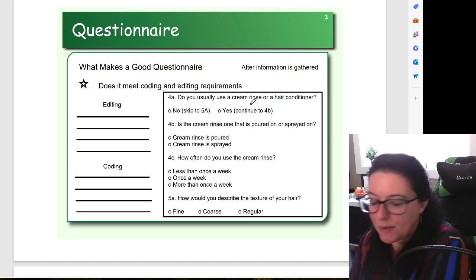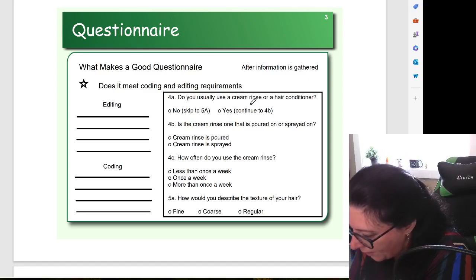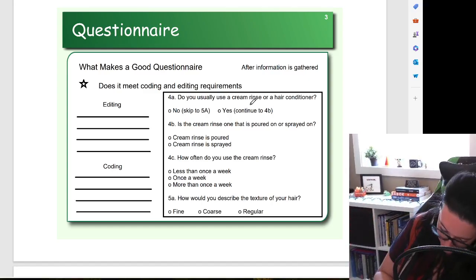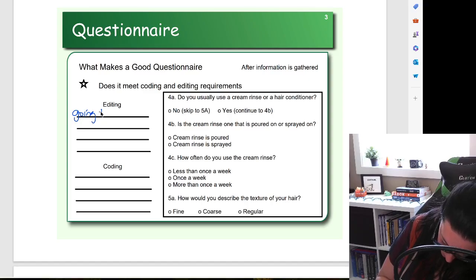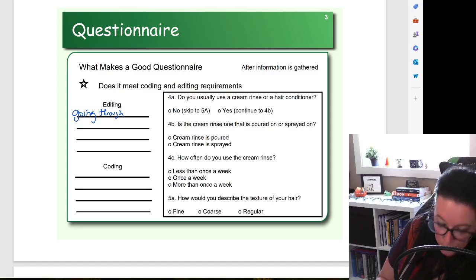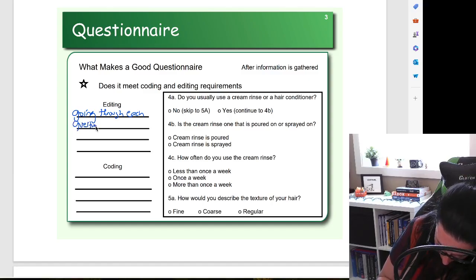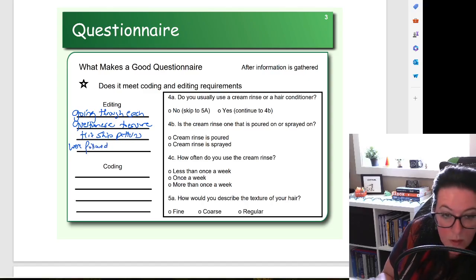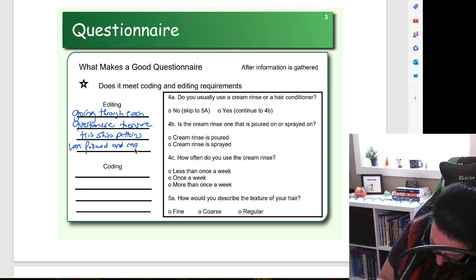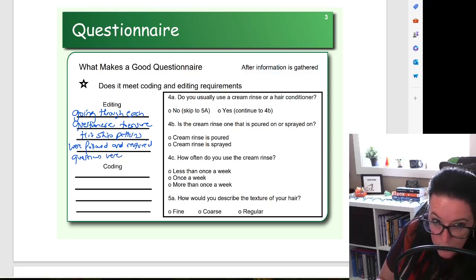So let's just define some things. Editing is where we go through each question or each questionnaire, so the whole survey, to ensure that skip patterns were followed and the required questions were filled out.